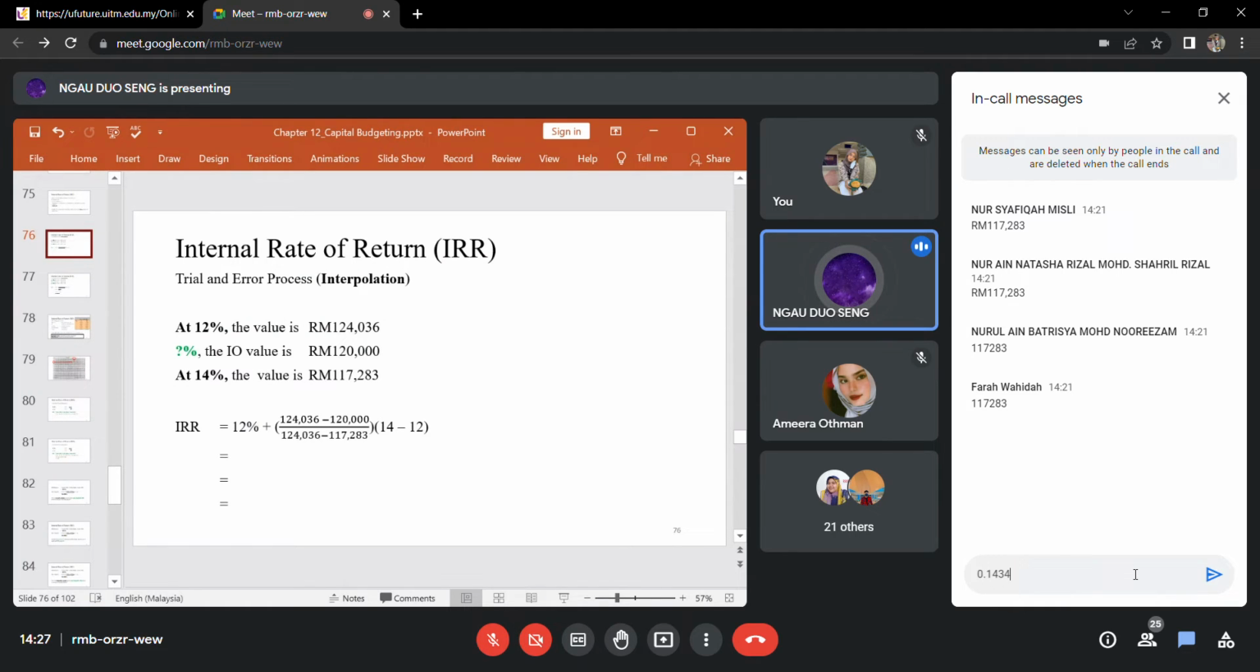All right, please calculate. How come it's 2.718? Here 12 plus something must be more than 12%, right?